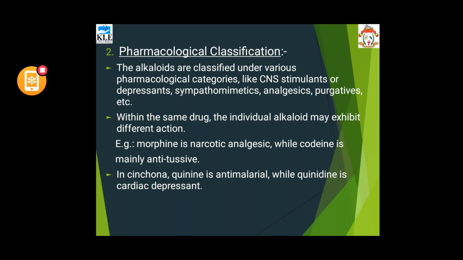The second classification is based on the pharmacological classification. The alkaloids are classified under various categories like CNS stimulant, depressant, sympathomimetics, analgesic, purgatives, etc. Within the same drug, the individual alkaloid may exhibit different action. Example is opium. In opium, morphine and codeine both are present. Morphine is a narcotic analgesic, while codeine shows antitussive action, which means it is used in the relief of cough. Another example is cinchona, where quinine is anti-malarial, while quinidine is a cardiac depressant.